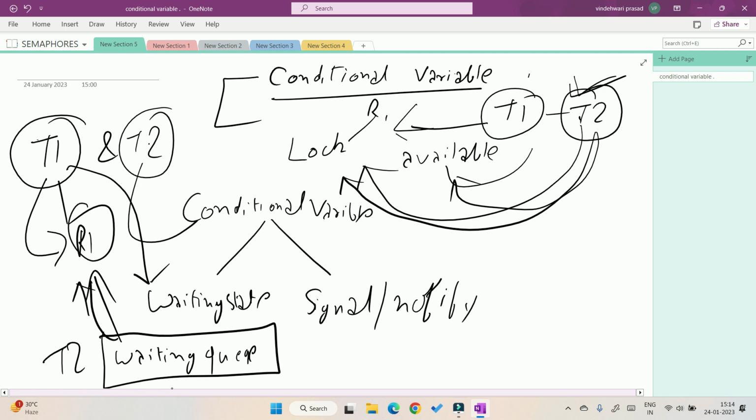Once it is locked, other threads get into a waiting queue with the help of the conditional variable, and when T1 releases, T1 goes and informs that queue that the resource is released. Now you can go and acquire that resource. I hope you understand the full concept of conditional variable.